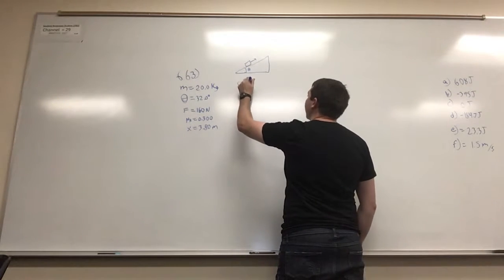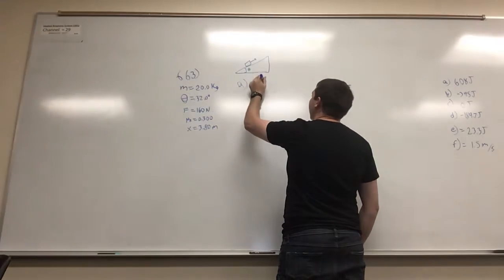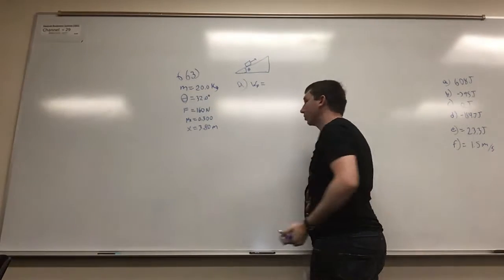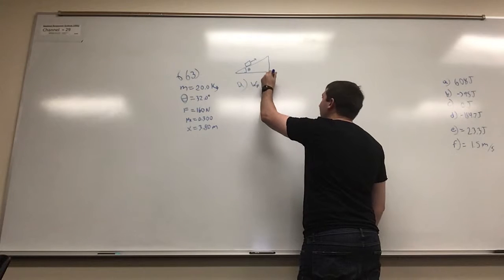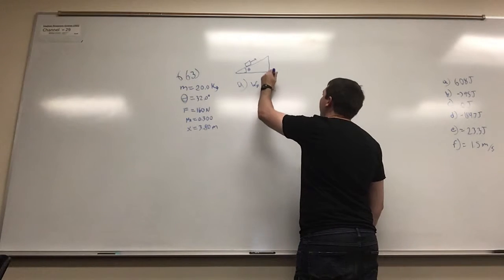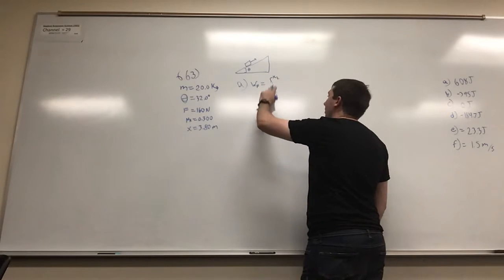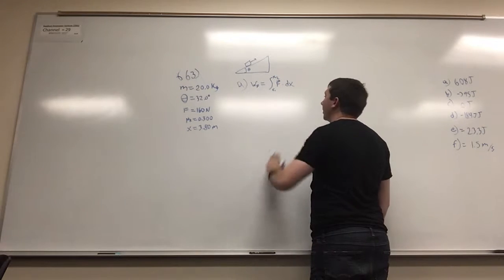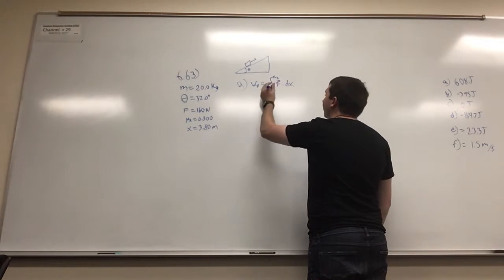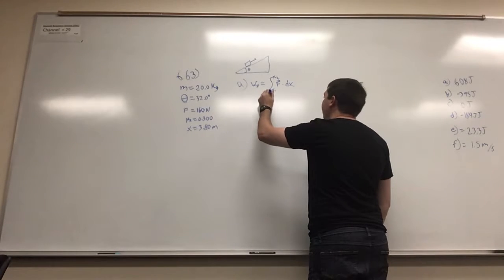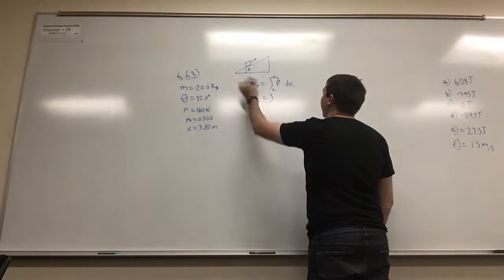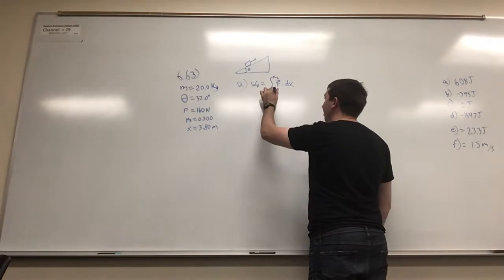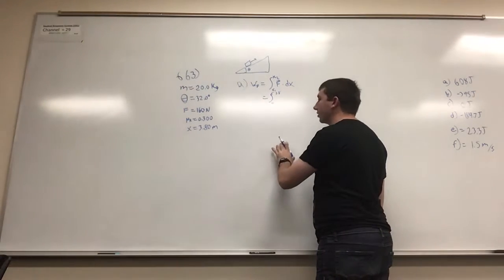So, for A, we're looking for the work done by the force of the man pulling the suitcase up the ramp. So it's this force that the worker is applying. We know that the work is going to be equal to the integral over the distance of the force times dx. So we know that it's initially starting at 0 and it's going to 3.8 meters. So those are the bounds on the integral.